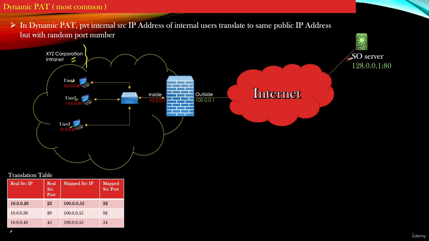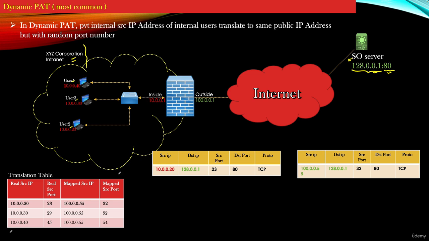And let's say we have a Stack Overflow server which is running on a public IP address 128.0.0.1 and an HTTP port number 80. Right? So the server application is listening on this IP address and port number. Right? So let's say that user 2 wants to access the Stack Overflow server.